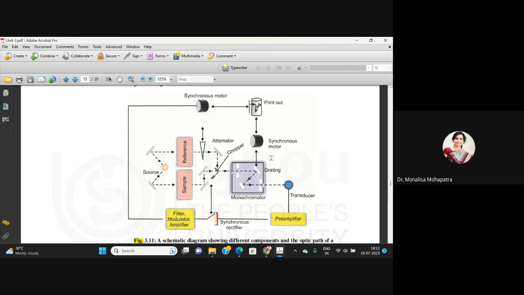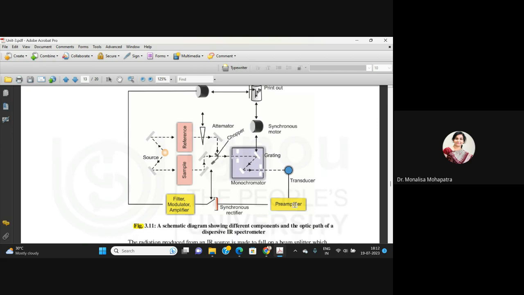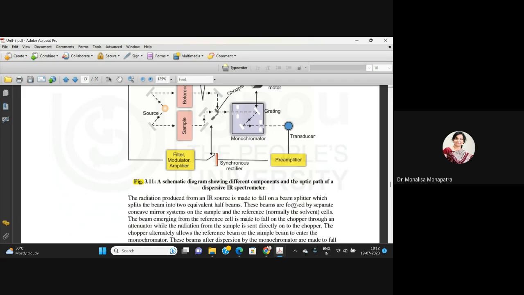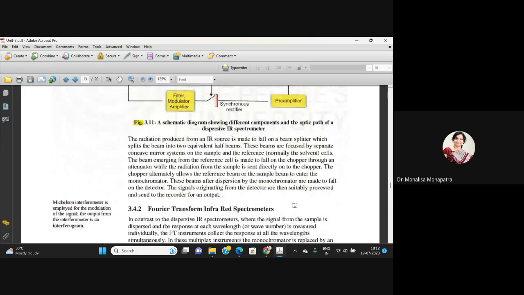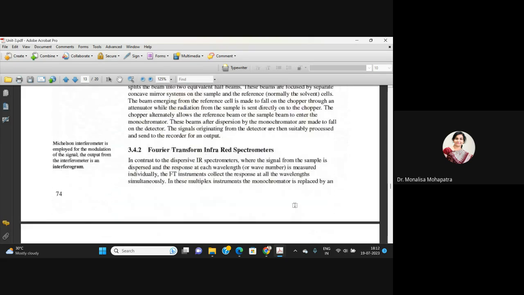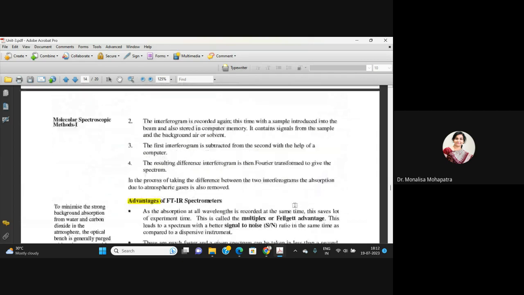Then you are having a monochromator, then a transducer or detector, then an amplifier will be there, so that you can get a good resolution spectrum of the IR spectrum or your UV visible spectrum, whatever it may be, but you are going to get that.